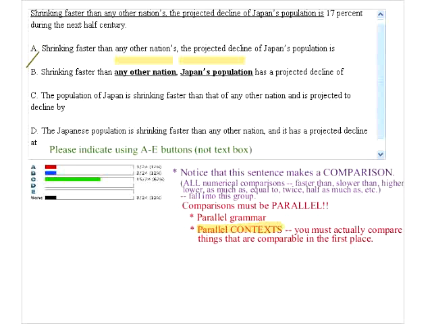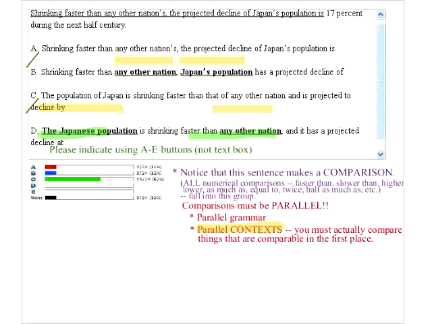Okay, also, D has the same problem. D is comparing the Japanese population to any other country. Japanese population, any other nation. It's cute, it rhymes, but it's incorrect, because you can't compare a population to a country. So, same issue there. That's the main goal I want to get across today, is that when you look at these sorts of things, you've got to have comparisons that make sense.